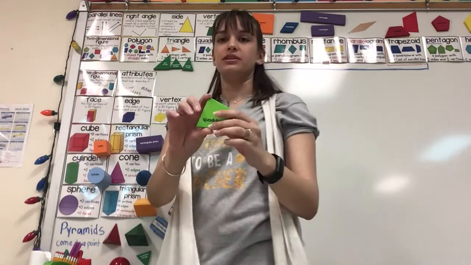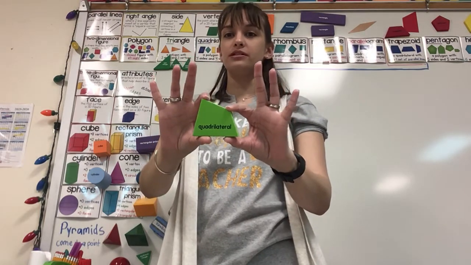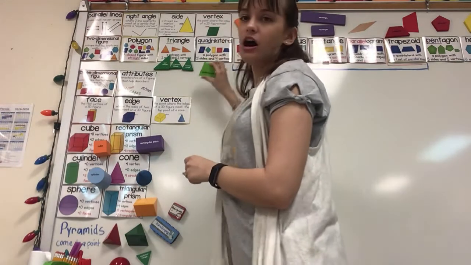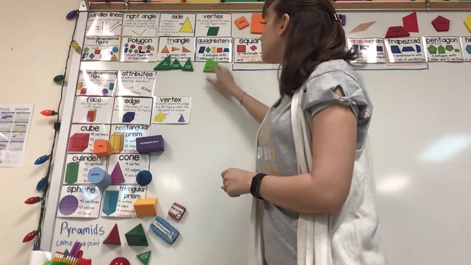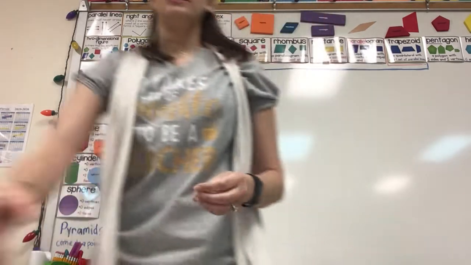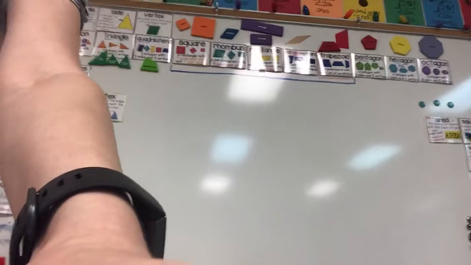Quadrilateral has how many sides? 4 sides. Quad means 4. So if it doesn't have any opposite sides that are equal, parallel lines, or 90-degree angles, it's just an irregular quadrilateral. These are all special quadrilaterals.